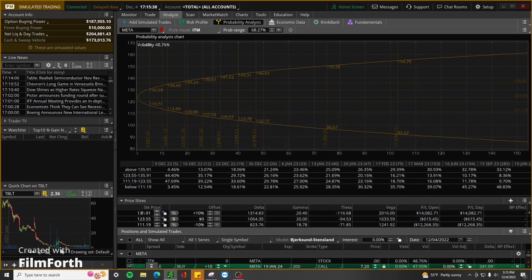You can also manually change these price slices. So you can say 136, hit enter.